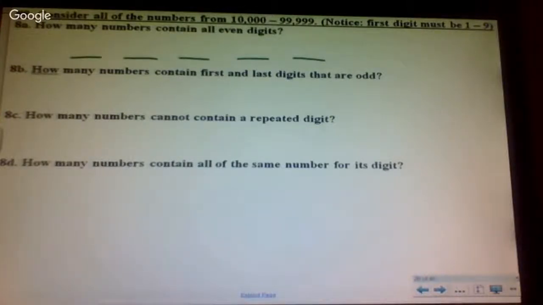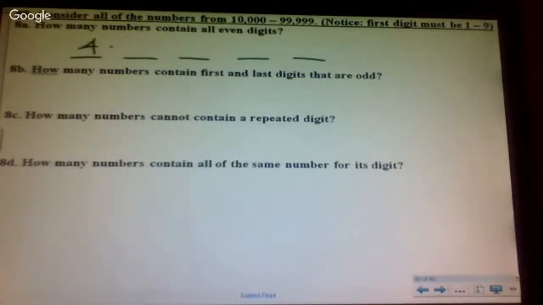Because remember, less than 10,000, the highest number we could go to was 9,999. So we only had 4 spaces. We only went to the thousands. Now we're talking in the 10,000s. Okay. All even digits. Notice your first digit must be between 1 and 9. So how many even numbers do I have here in between 1 and 9? 4.